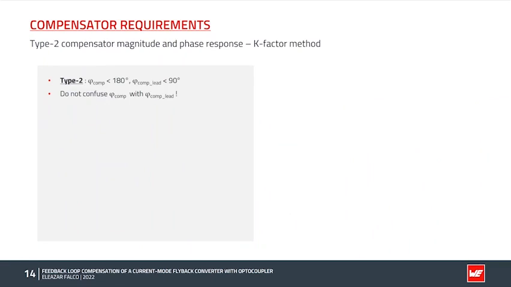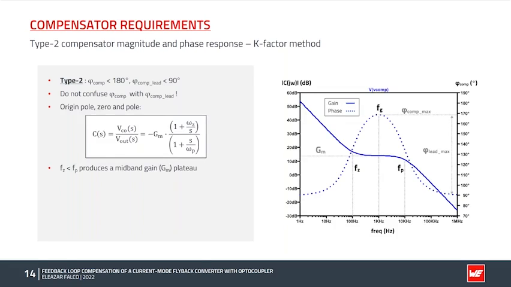For these requirements, a type 2 compensator can be used, since its phase can be up to 180 degrees and it can provide a phase lead of up to 90 degrees. It is, however, important not to confuse the compensator phase with the compensator phase lead or phase boost, as we will see next. But first, let us look at the type 2 compensator transfer function. It is formed by an origin pole, a zero, and a pole, and it has the following form showing the midband gain, GM.